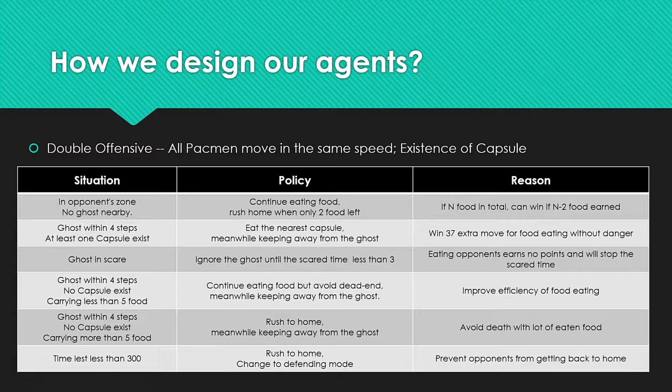In situation 3, where the ghost is scared, Pacman will continue eating food, ignoring the ghost, until the scare time is less than 3. This policy aims to maximize the number of food that the Pacman is carrying. In the last situation, where the time is less than 300, Pacman will rush home while escaping from ghosts and change to Defender mode to prevent invaders from getting back home.